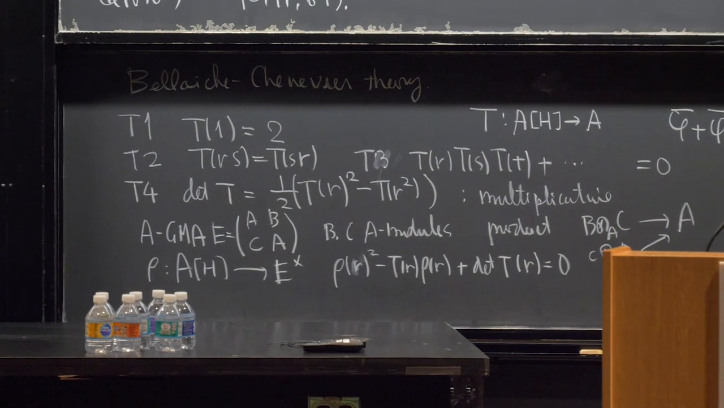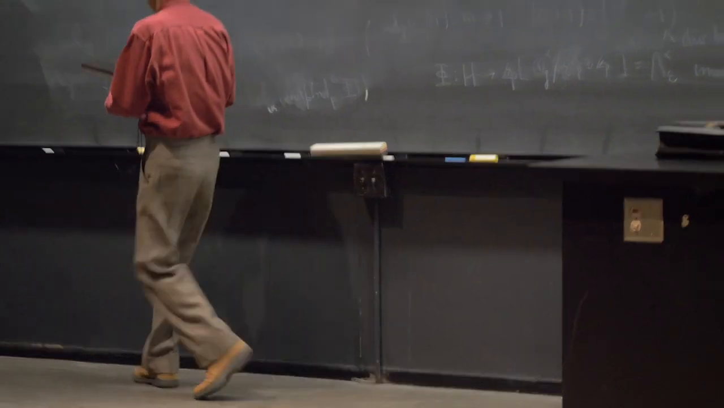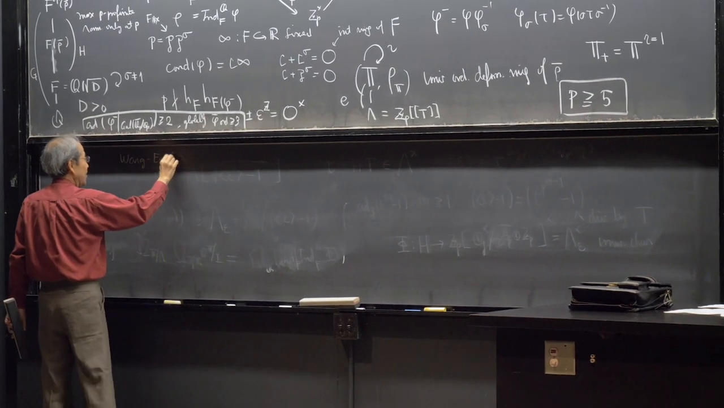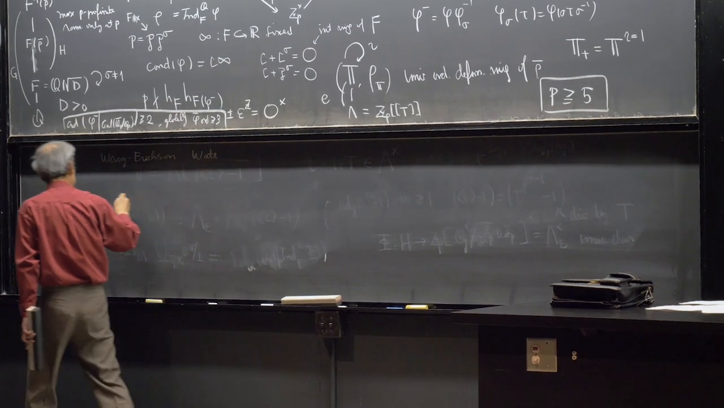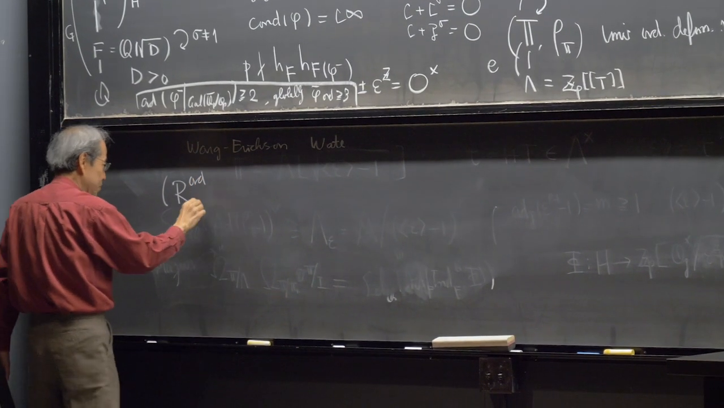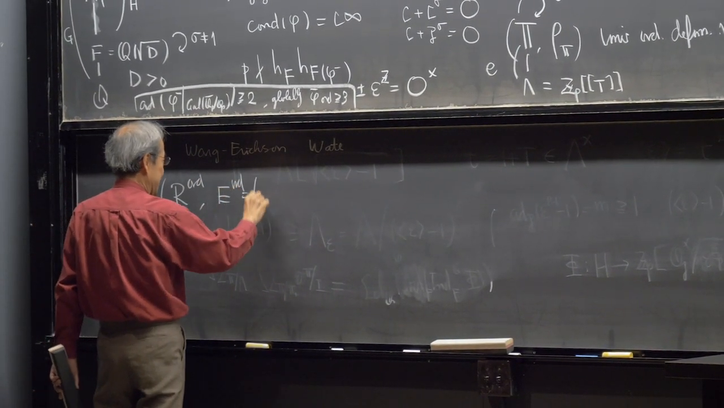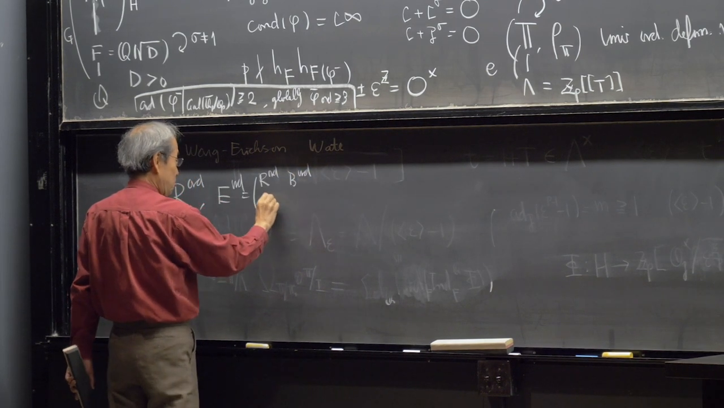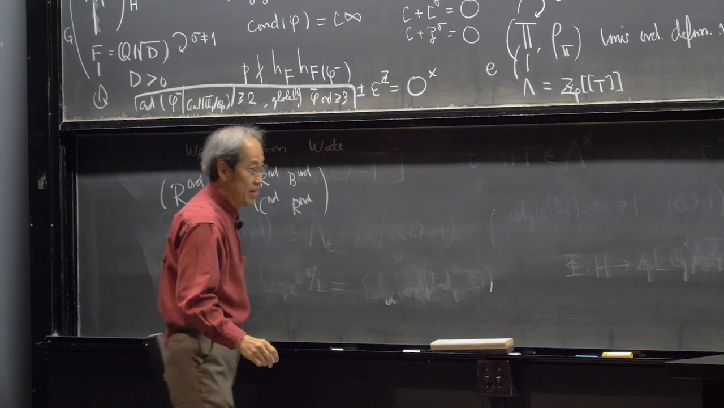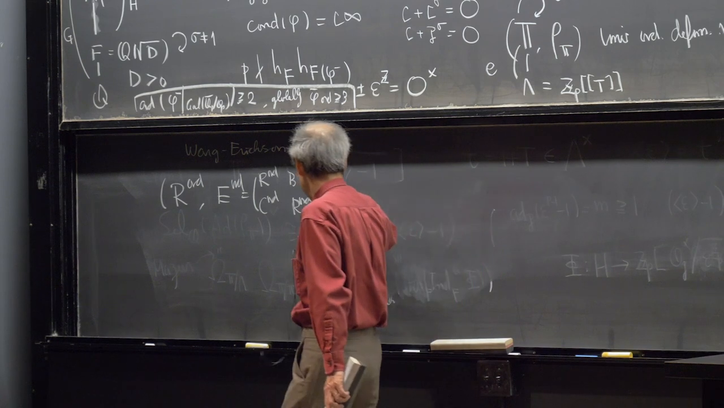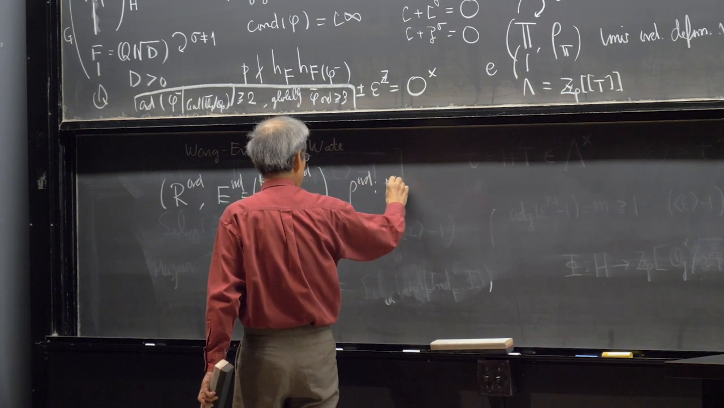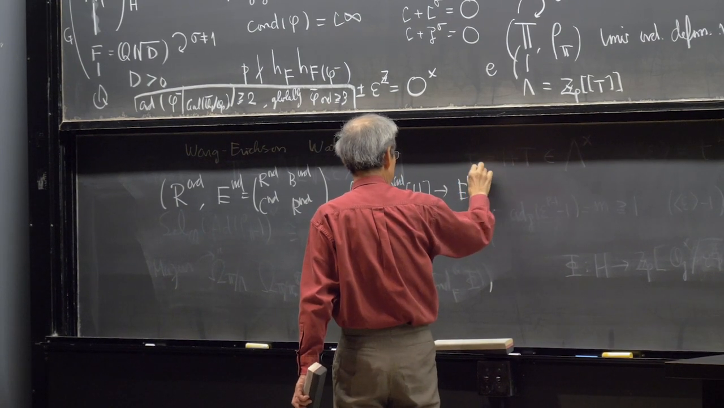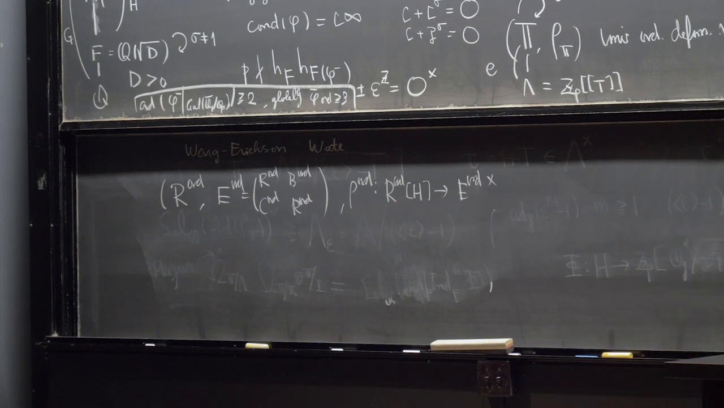Okay, and they studied this, so I put their names in the shadow. And Wake. There is a universal pair, ordinary R and E ordinary. This is A ordinary, B ordinary, C ordinary, R ordinary, something like that. And then you have a universal representation of R ordinary into this E ordinary cross, which satisfies the obvious universal property.